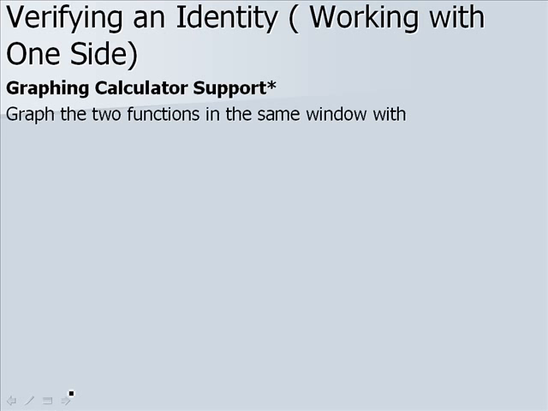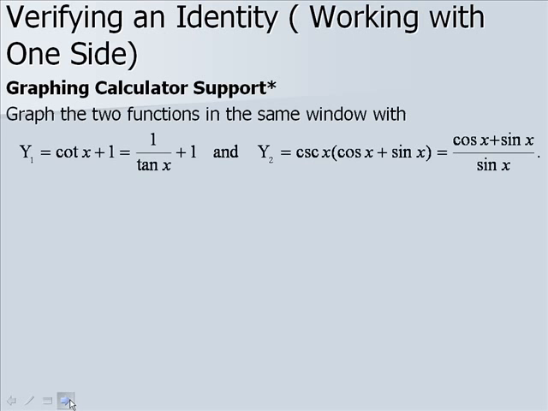Now let's look at what we could do with a calculator. We want to graph our two functions in the same window, letting y1 be our left side. And remember, on our calculator we don't have a button for cotangent, so we'll let it be 1 over tangent plus 1, and y2 be our right side, cosecant times cosine plus sine. But since we don't have a button for cosecant, we use the fact that it's 1 over sine, and we'll put this function in. So let me pull up our calculator where I've already graphed these.